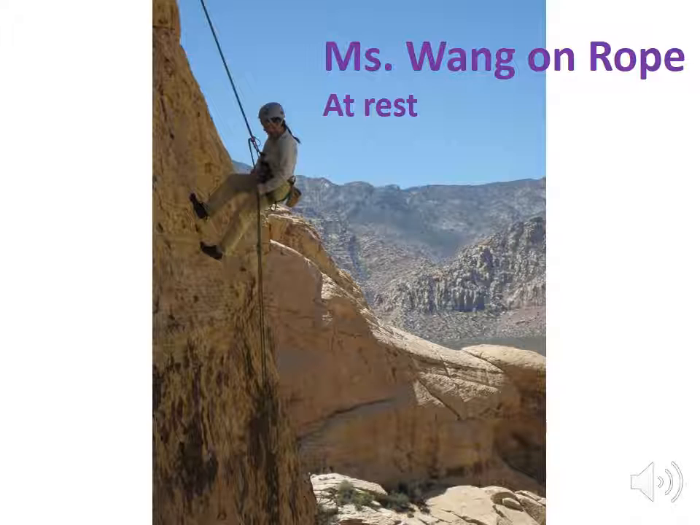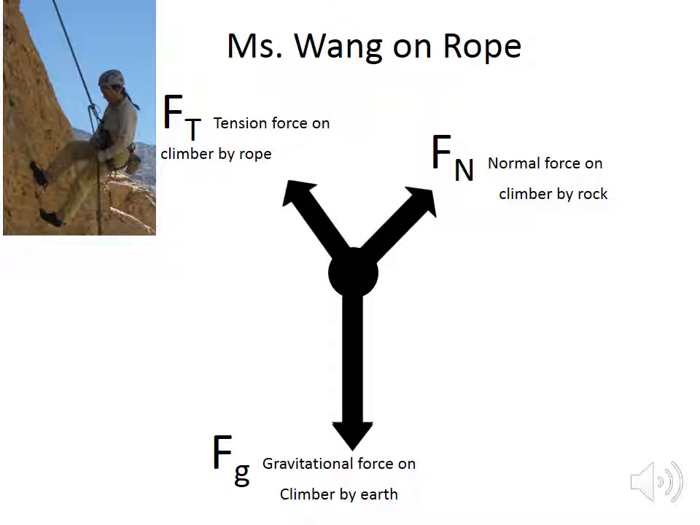Let's do one more example. So here's Miss Wong on a rope, and I'm at rest right now because I'm taking a break from rappelling down the rock. So pause the video and draw a force diagram for Miss Wong on the rope. Here's our force diagram. So again, gravitational force points straight down. There's normal force that's perpendicular to the surface that I'm on. And then there's tension force that is preventing me from falling down. That's acting on me by the rope that's pulling me up.